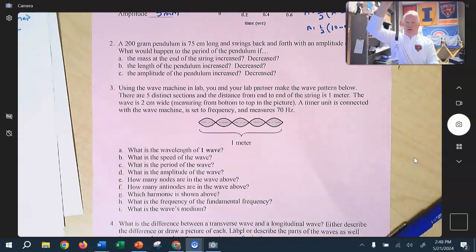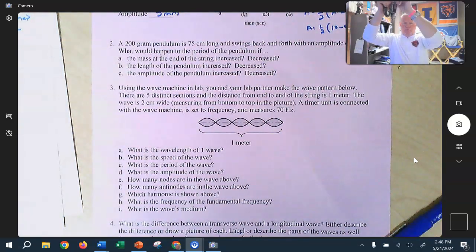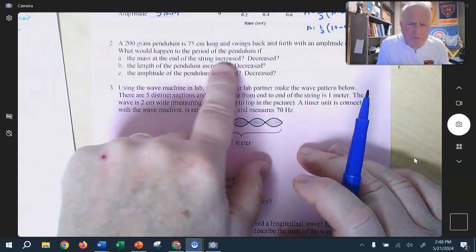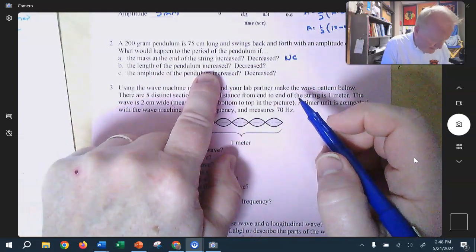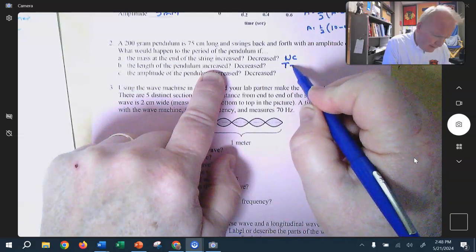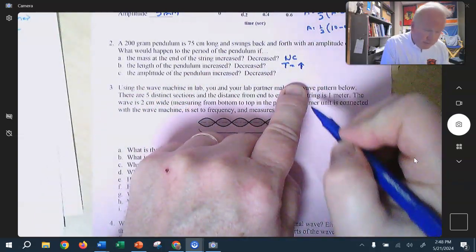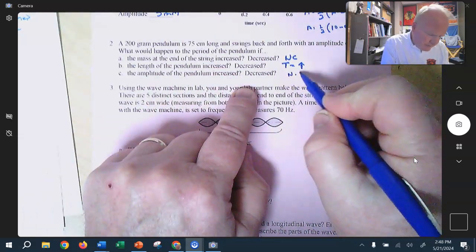So the only thing that changes is the length. And you can just look at it right here. I got a long one, it will take a long time to go back and forth. If I got a short one, it goes back and forth very quickly, okay? So the answers to these ones: if the mass of the end is increased, no change, right? If the length of the pendulum is increased, then the period will go up, because it takes longer. And if the amplitude of the pendulum is increased, no change, okay?